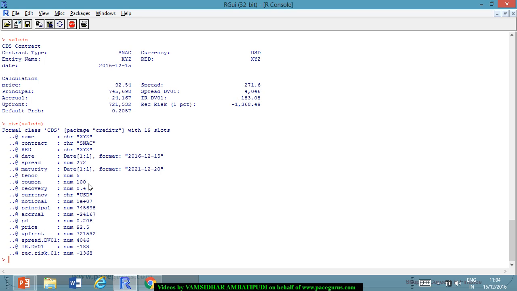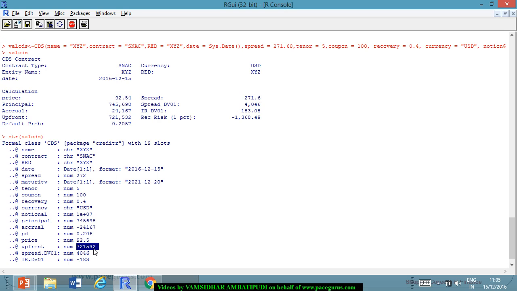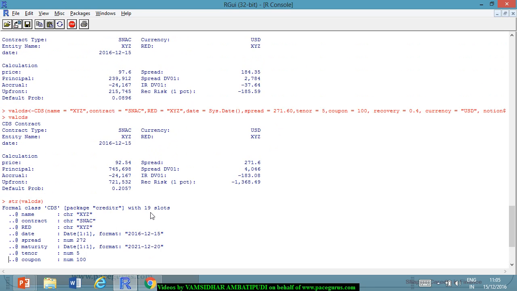Tenure we have given 5, coupon we have given 100, recovery is 40%, currency is dollar, the notional amount is this one, premium, the principal got computed, accrual got computed, probability of default got computed, the price is 92.5. Based on the yield curve that we have given, this is the price that got computed. This is the upfront that came out because of the difference between the CDS spread, traditional CDS spread, and the coupon payment that are coming because of the standardization. Then spread DV01, IR DV01, and associated with the recovery rate, what is the increase or the decrease in the upfront values.